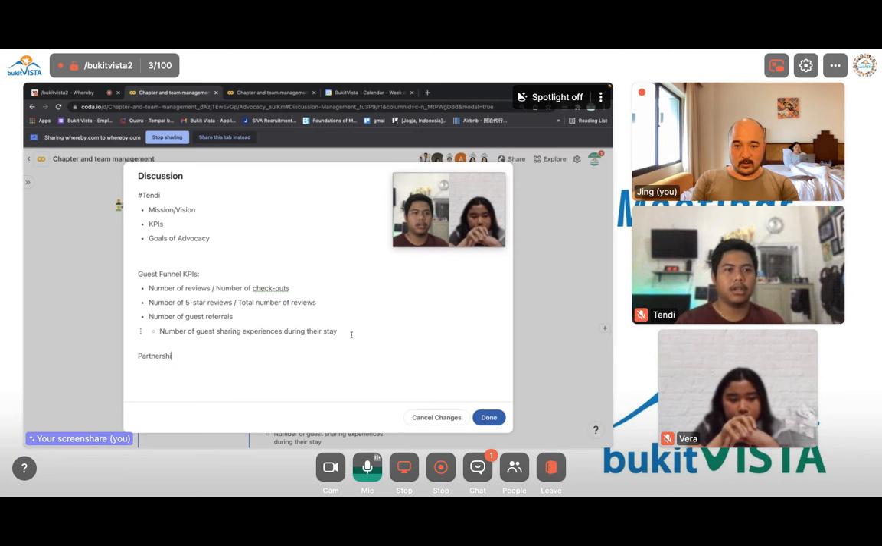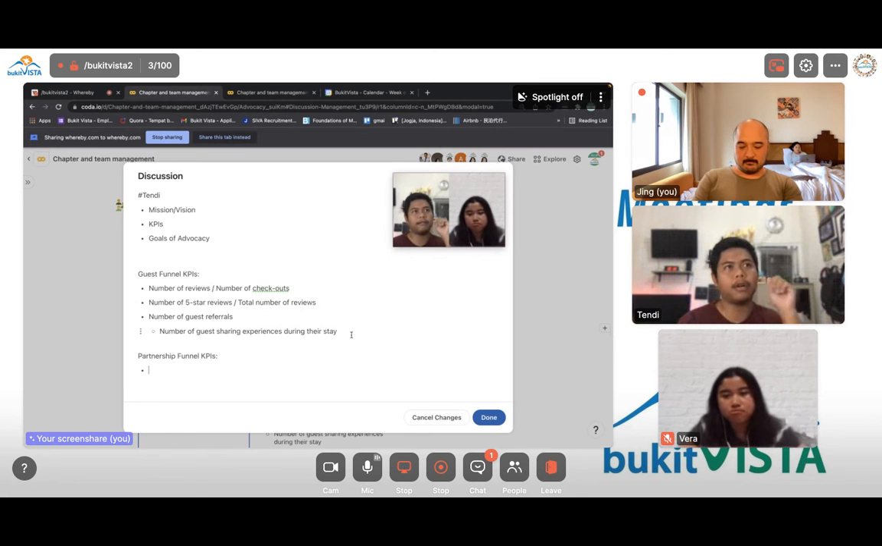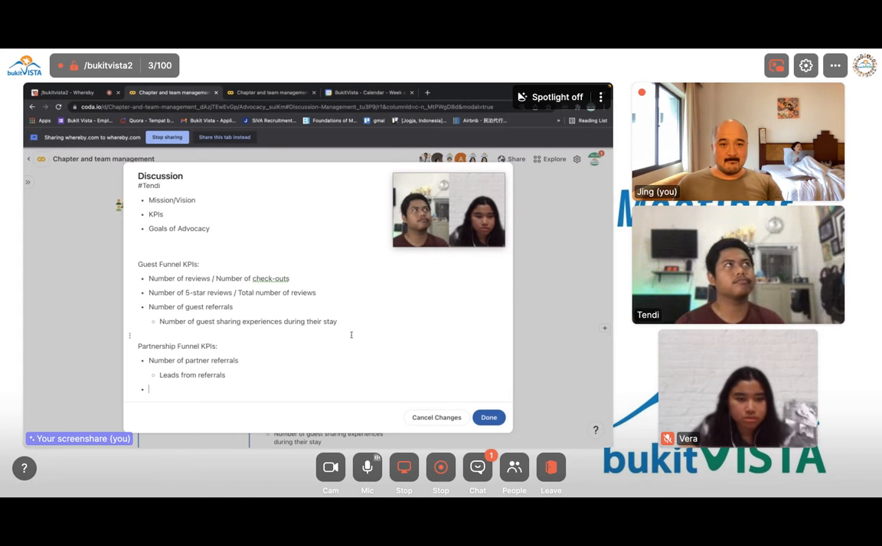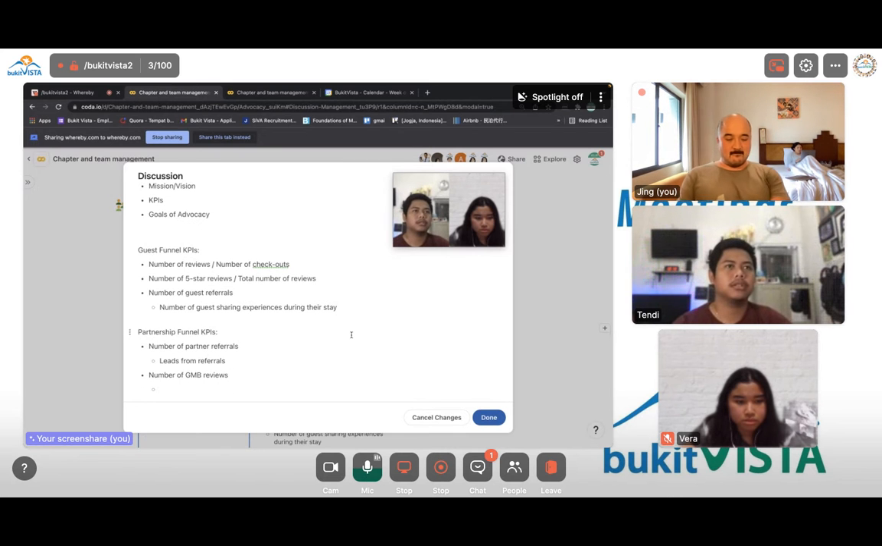Let's go to the partnership funnel, Tendi, which you also have some experience in. What would you say are the correct KPIs for the partnership funnel? I think the number of partner referrals, or leads from referrals, can also be partnership. Also the number of GMB reviews, right? They wrote a review on our business. Okay, very good. Anything else? Referral advocacy. I think just that.